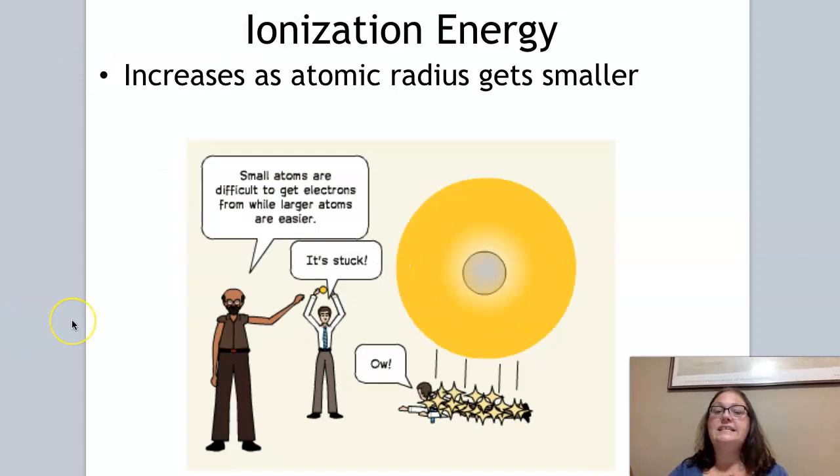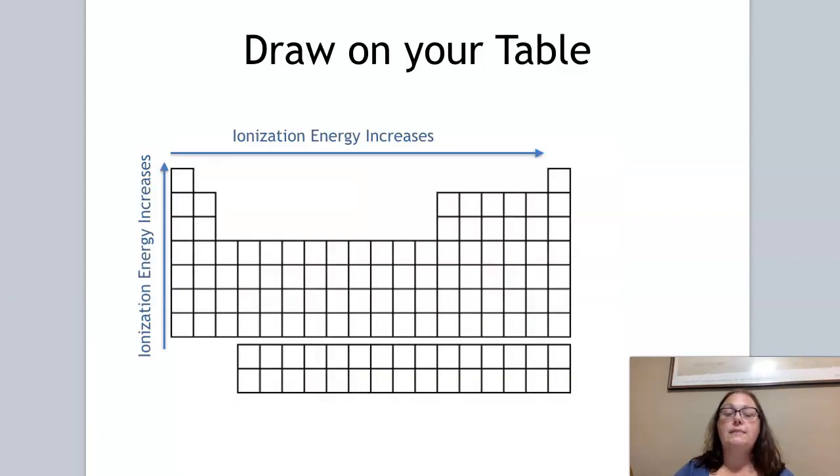Right? So it's the exact opposite trend of atomic radius. It increases as the radius gets smaller. So you can write that on your periodic table also. Those arrows go in exactly the opposite direction as the atomic radius ones.